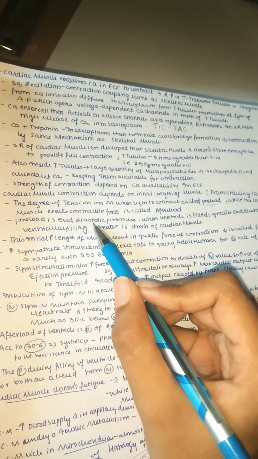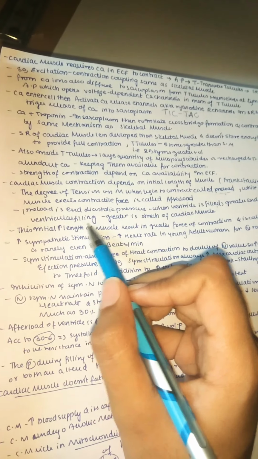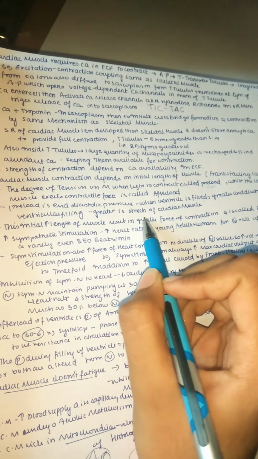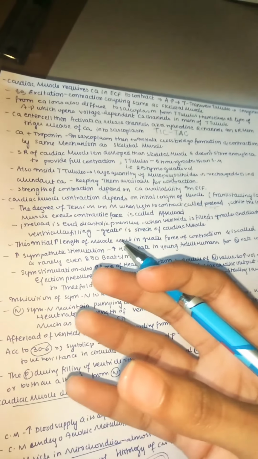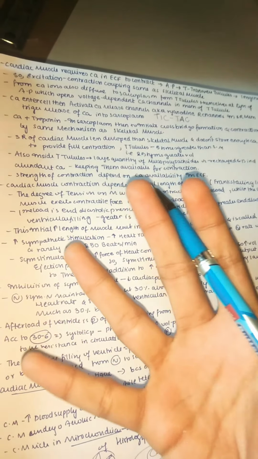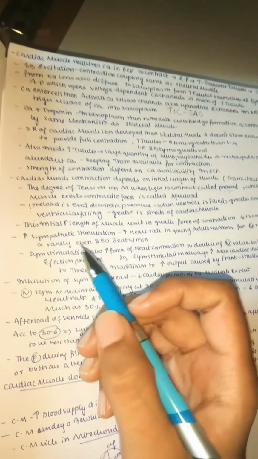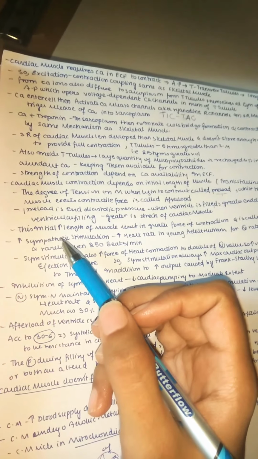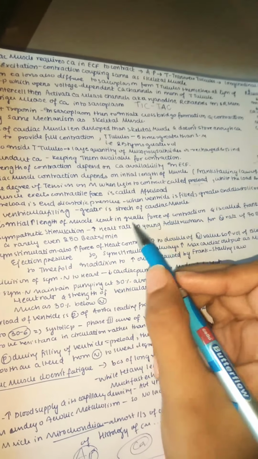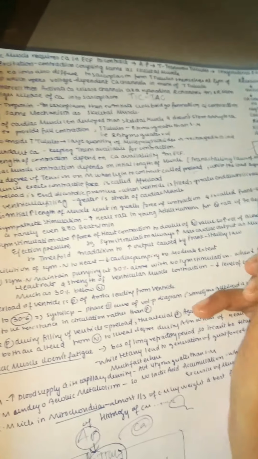So preload is end diastolic pressure when the ventricle is filled, and the greater the end diastolic volume, that is the ventricular filling, the greater is the stretch of cardiac muscle. So whenever the ventricle is filling, the greater the stretch, the cardiac muscle diameter or stretch also increases. So this initial increase in length of the muscle results in a greater force of contraction, and this is called the Frank Starling law.